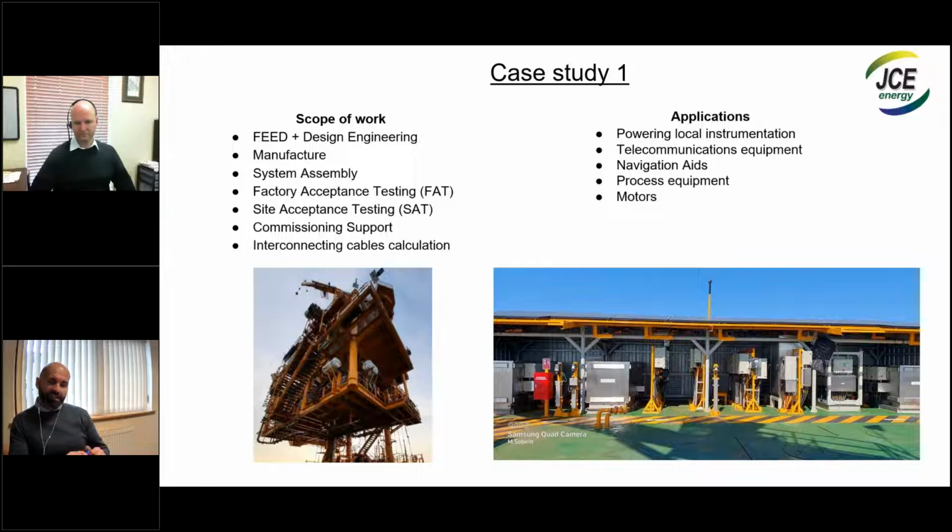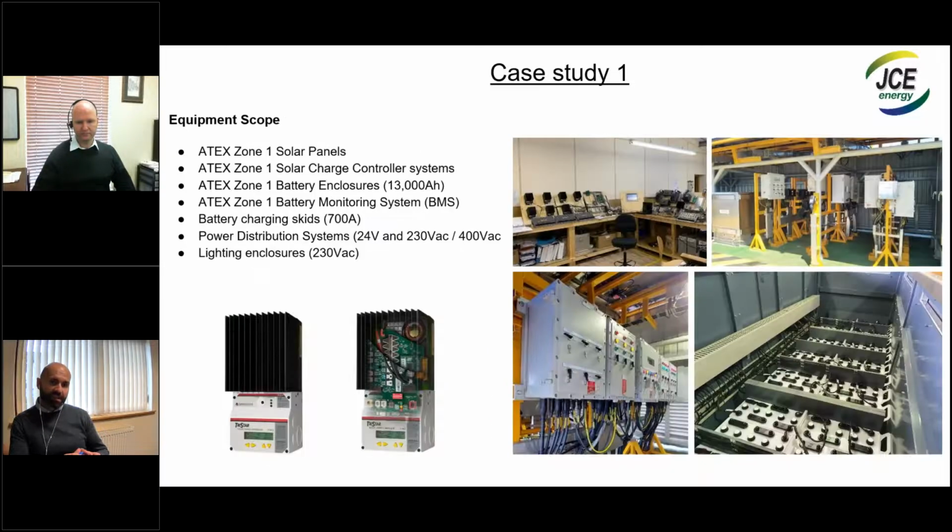With this system, the application is used to power local instrumentation, telecommunication equipment, nav aids, process equipment such as pumps, dosing pumps, and also motors. Let's go to the next slide to see a couple of examples. Here you can see an overview of the different products manufactured here in Aberdeen. At the bottom right, you can see the internal part of the battery. You can see that the battery is made with single cells, and every single cell is monitored using our uniquely developed BMS system.